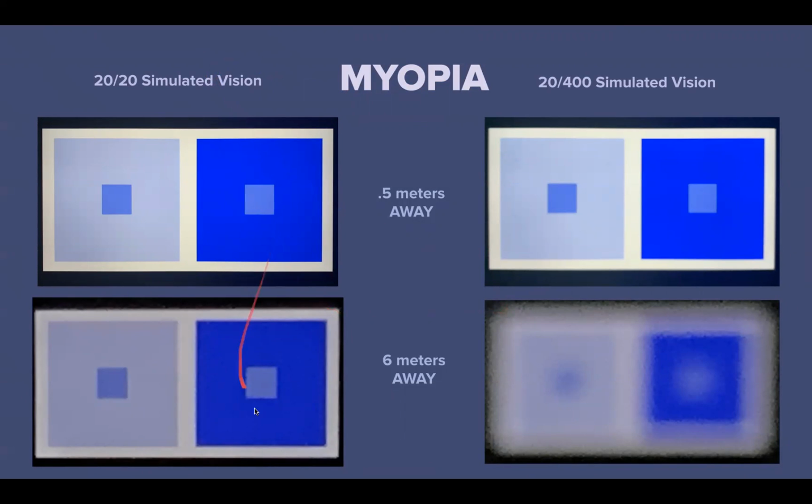From 6 meters away, the 20/20 vision looks very similar. And then for 6 meters away for the myopia, we're actually losing a lot of information about this color and a lot of information about this color. And this square is increasingly smaller, and so is this one. It's sort of blending in with that white background because it is already desaturated to begin with.